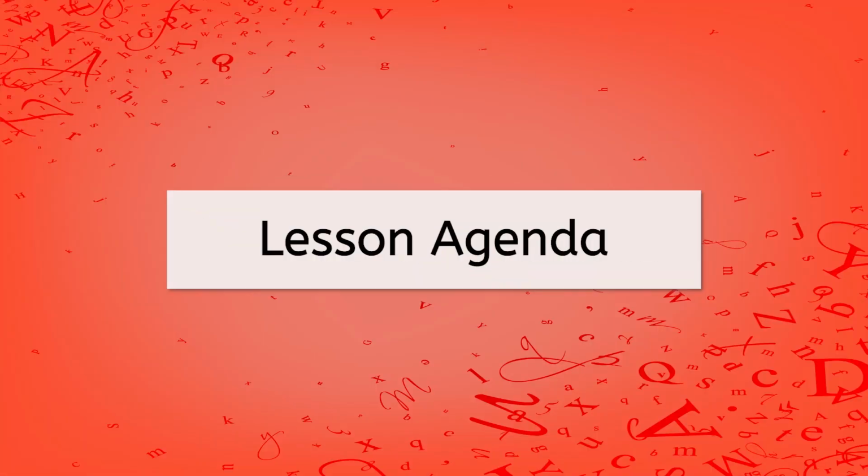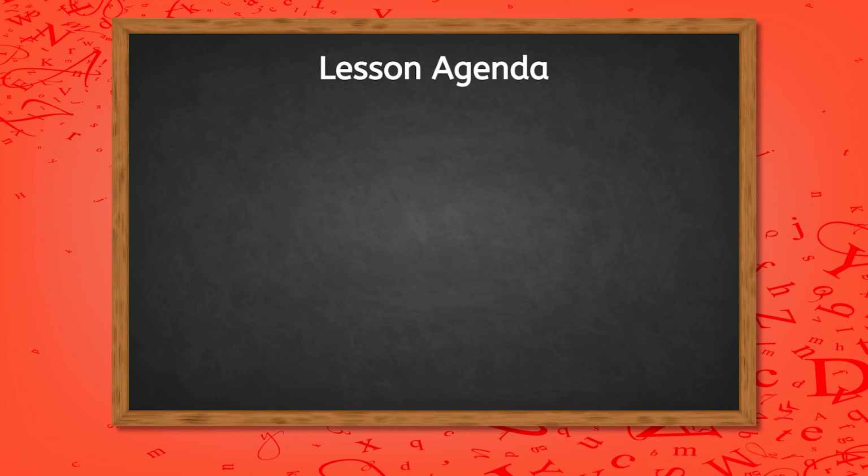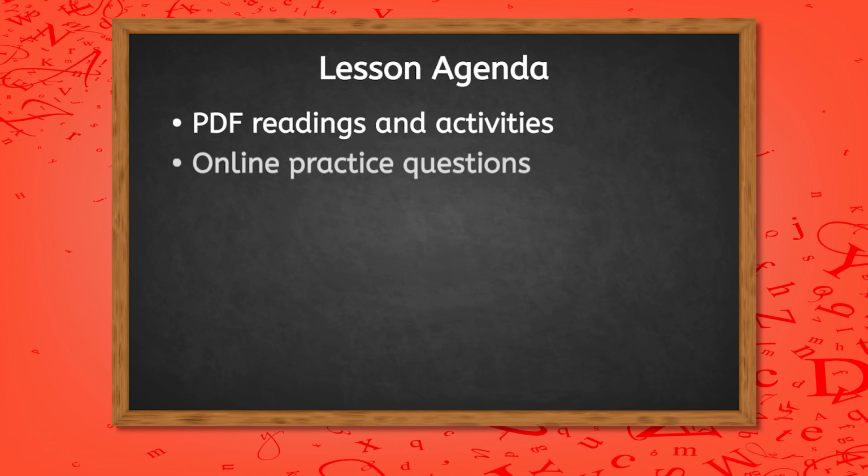Okay, you've been properly introduced to the anti-slavery movement, to Frederick Douglass, and to Sojourner Truth. Now, let's take a look at what you'll be doing this week. After this video, you'll begin your 5 days of PDF readings and activities. Each day, you'll reinforce what you've learned with some online practice until day 5.